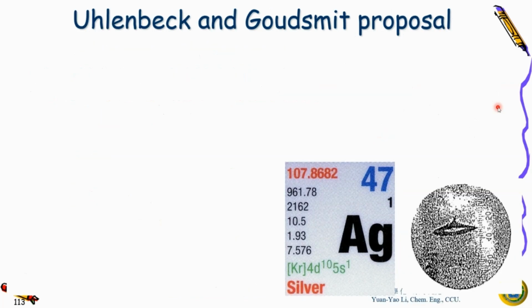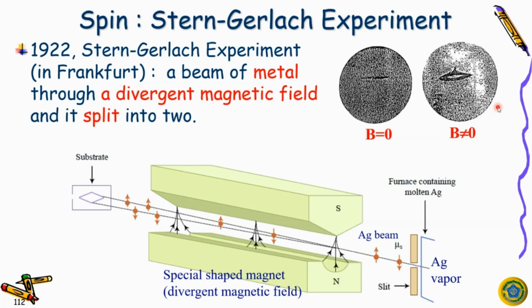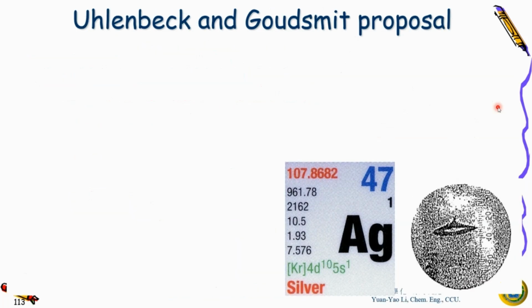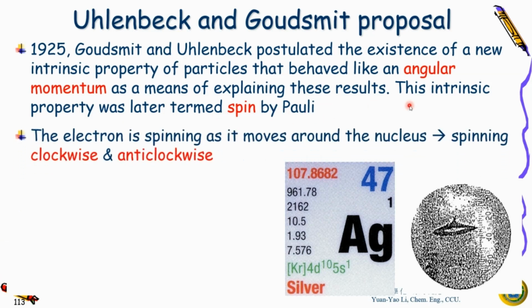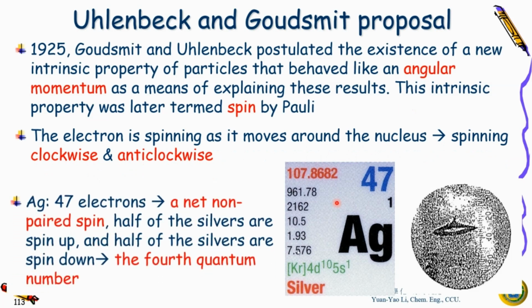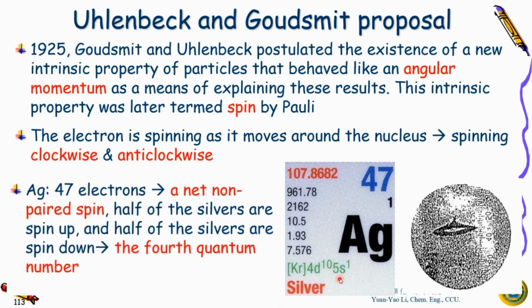With this experiment, somebody needed to explain what's going on. This is the proposal from Uhlenbeck and Goudsmit. They think there is an angular momentum as a means of explaining these results. This intrinsic property was later termed spin by Pauli. Pauli, we are going to introduce this. You know why? Because for silver, you have only one electron in the s orbital, and there's only one. So if you don't apply a magnetic field, there's no effect for these electrons.